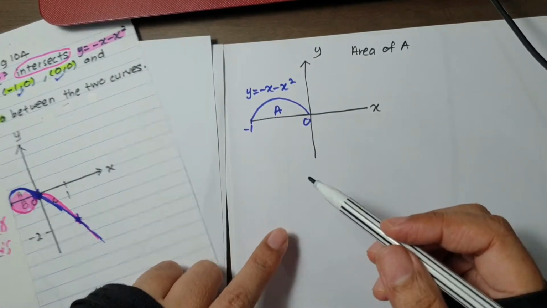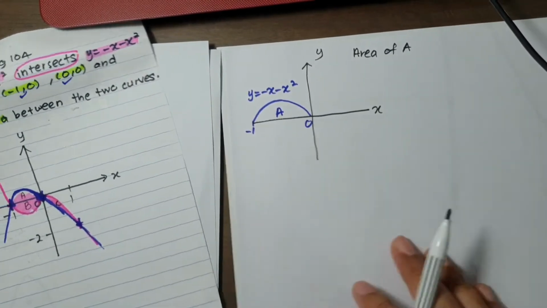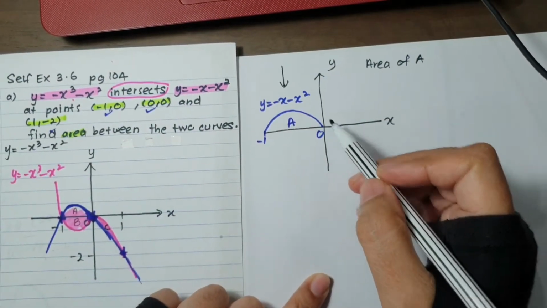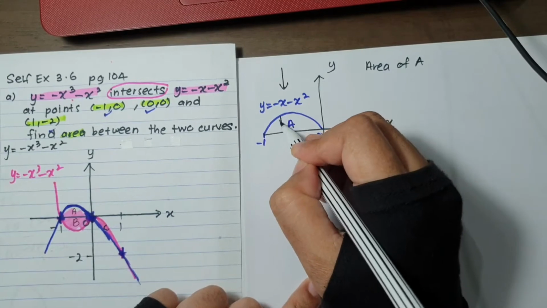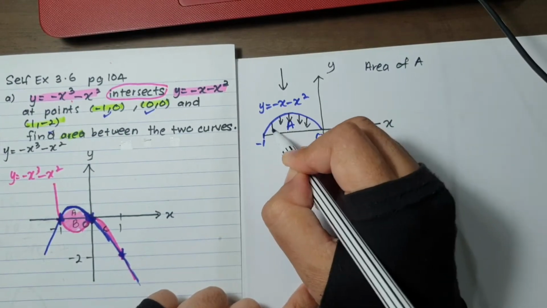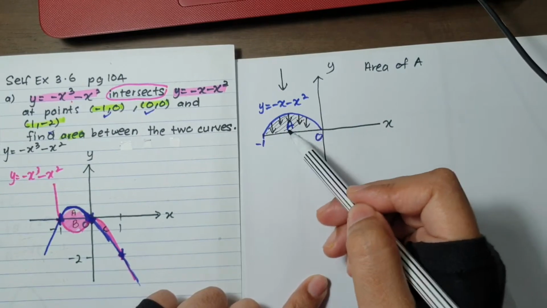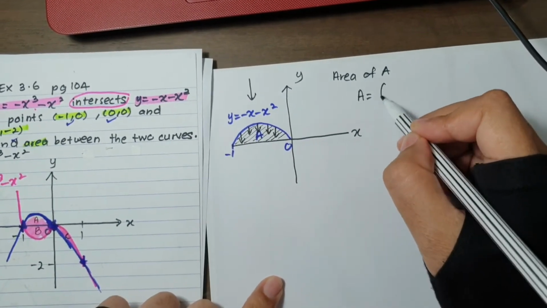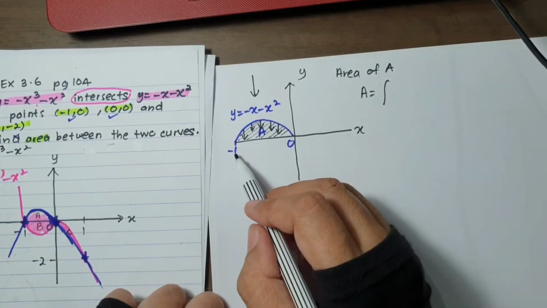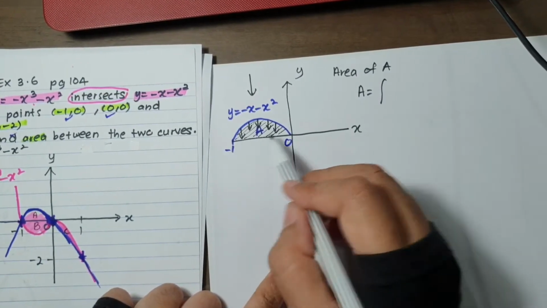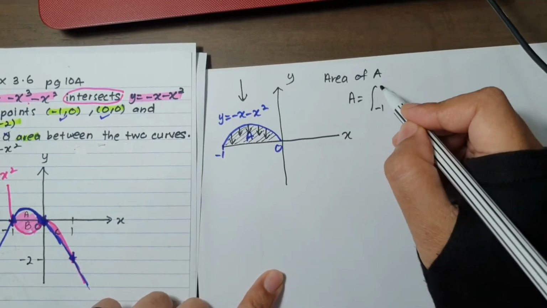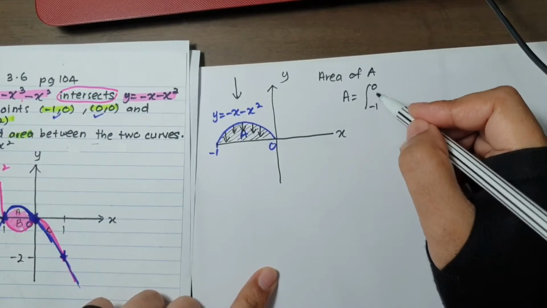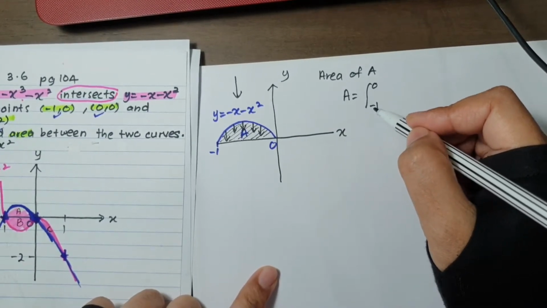I already told you to look at where your curve is. Looking at it like this, the area under the curve is below, so it is this region. Once again, to find the area of A, we choose area bounded by the x-axis, so the limits must be on the x-axis, with the larger value on top and the smaller value at the bottom.